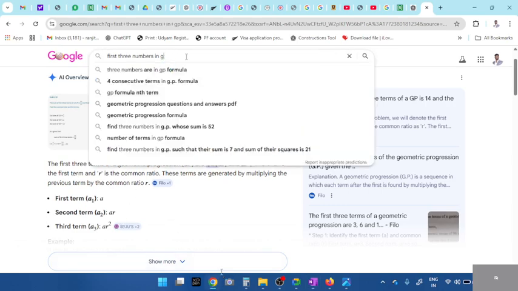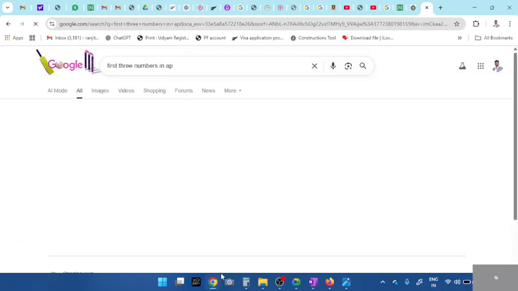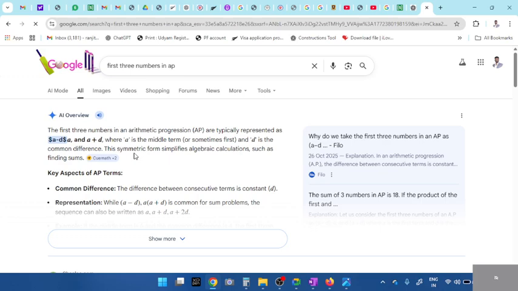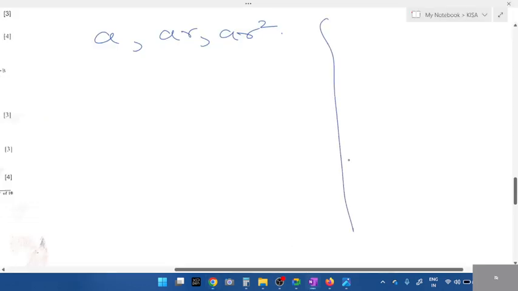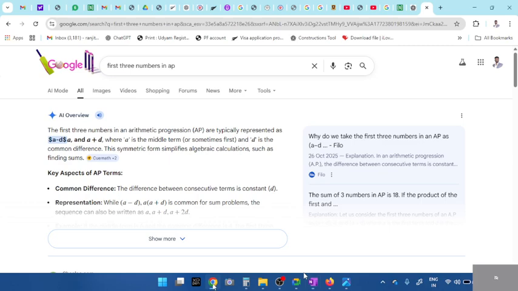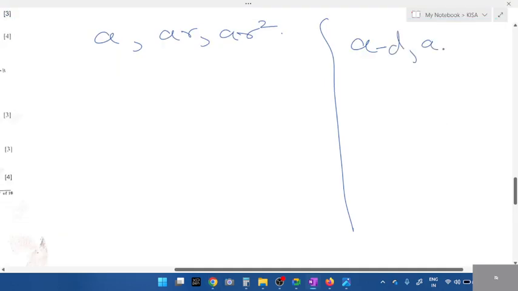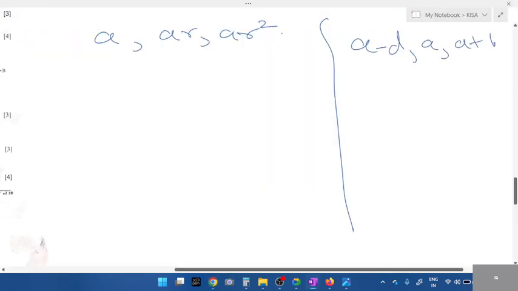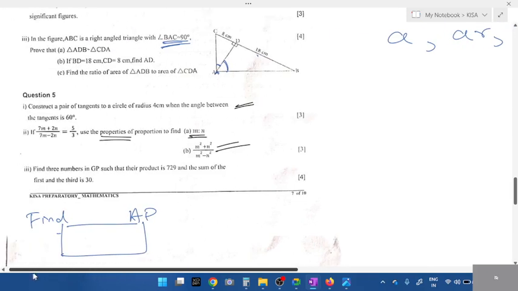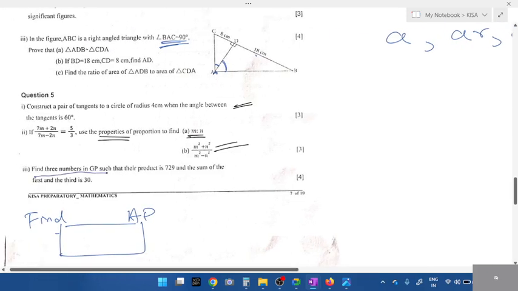Next, first three numbers in AP. Actually, all these are outdated. We won't know whether we will get it. Okay, this is the combination: A minus D, A and A plus D. Make a note. If it is an AP question, A minus D, comma A and A plus D, students. When do we use this? Whenever the first three values are given, the first three numbers in GP or the first three numbers in AP.